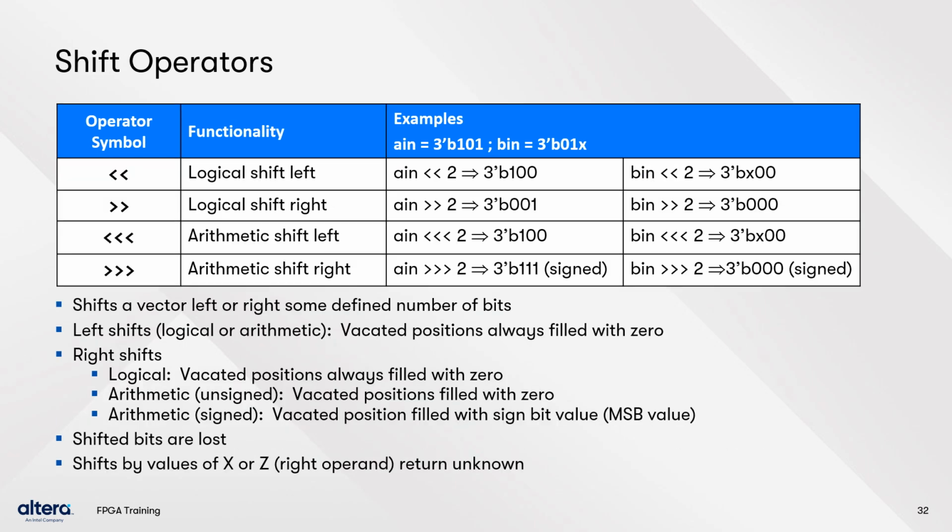Shift right and shift left operators are supported. These operators will shift a vector left or right by a specified number of bits. For left shifts, vacated positions are filled with zeros and the shifted bits are lost. For right shifts, logical and arithmetic unsigned shifts will be filled with zeros, while arithmetic signed shifts will be filled with the signed bit value.